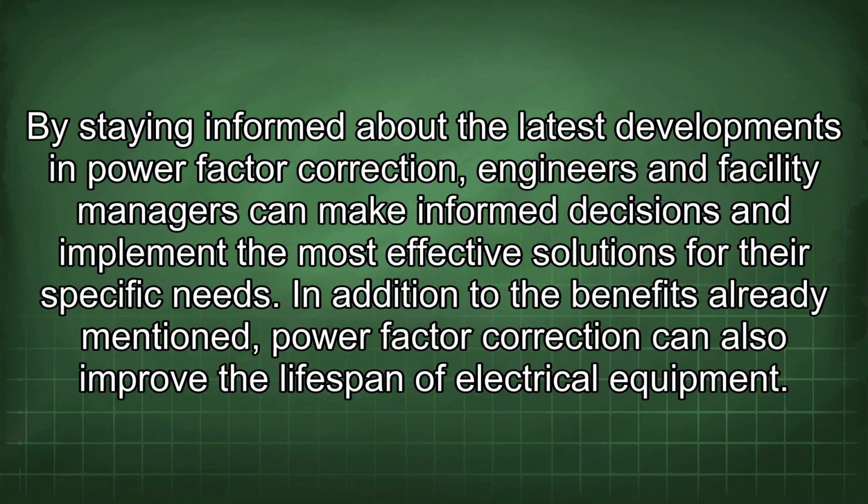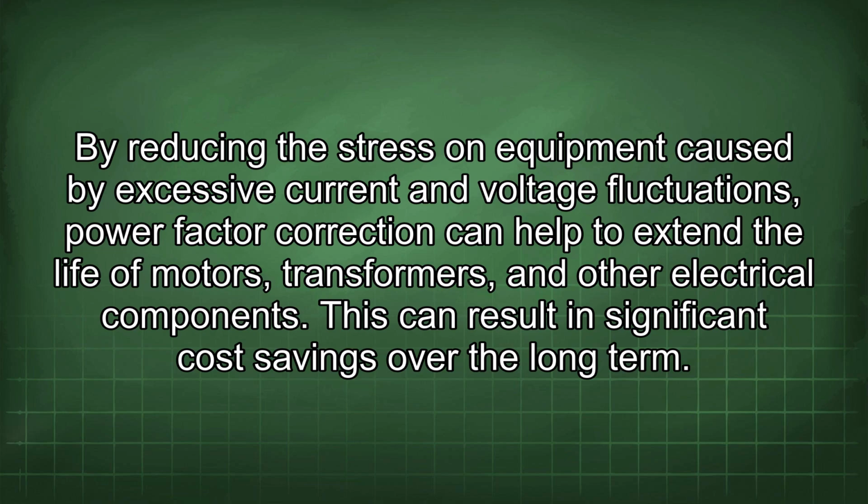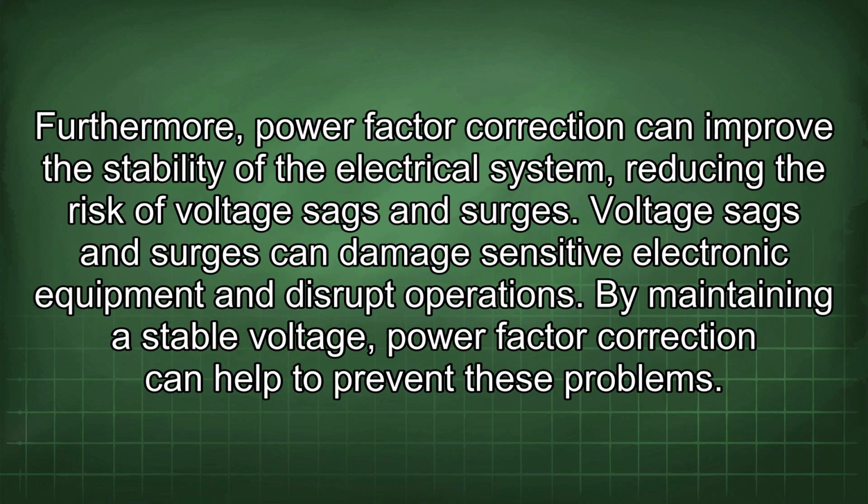In addition to the benefits already mentioned, power factor correction can also improve the lifespan of electrical equipment. By reducing the stress on equipment caused by excessive current and voltage fluctuations, power factor correction can help to extend the life of motors, transformers, and other electrical components. This can result in significant cost savings over the long term. Furthermore, power factor correction can improve the stability of the electrical system, reducing the risk of voltage sags and surges. Voltage sags and surges can damage sensitive electronic equipment and disrupt operations. By maintaining a stable voltage, power factor correction can help to prevent these problems.